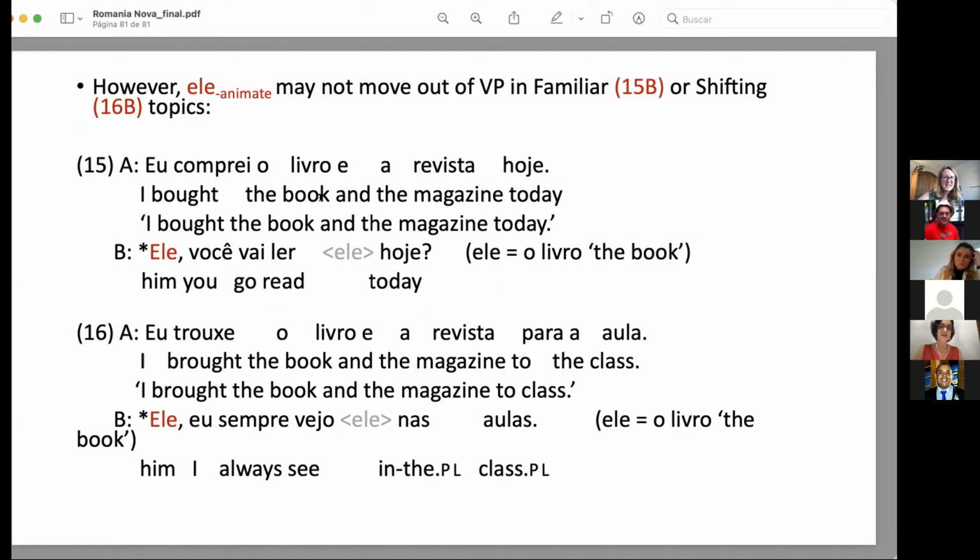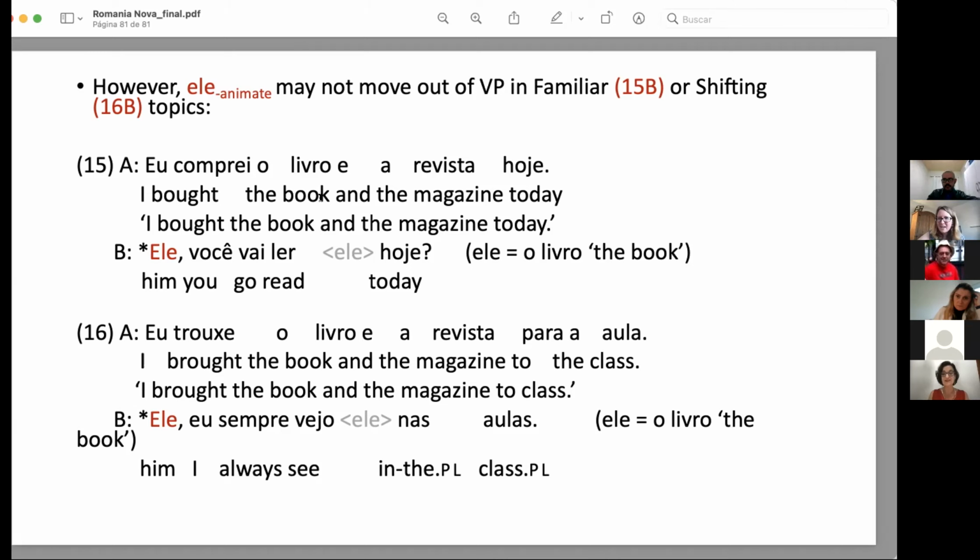Okay, sorry, I missed that. You missed it because I haven't showed it. This is in the appendix. Oh, I see. Okay, in case somebody asks this question. Because it also follows from your analysis, right? Yes, kind of. And also because according to Frascarelli and Hinterhölzl, there are different structures for familiar topics versus shifting topics. Shifting topics would be merged in the left periphery, and familiar topics would be topicalization, but anyway, it doesn't help because you cannot do it with ele.